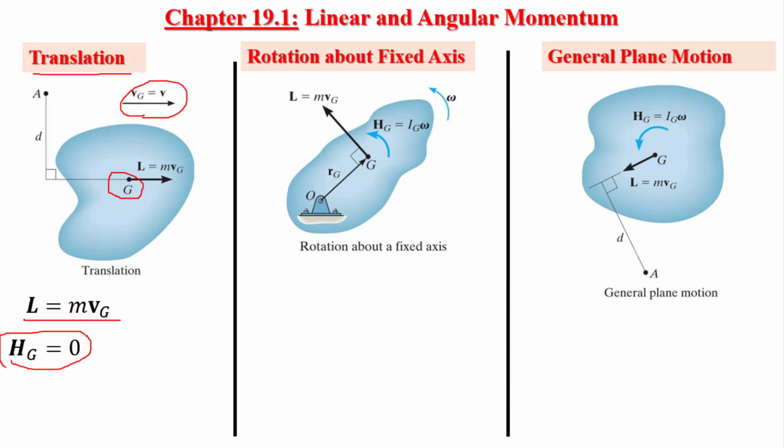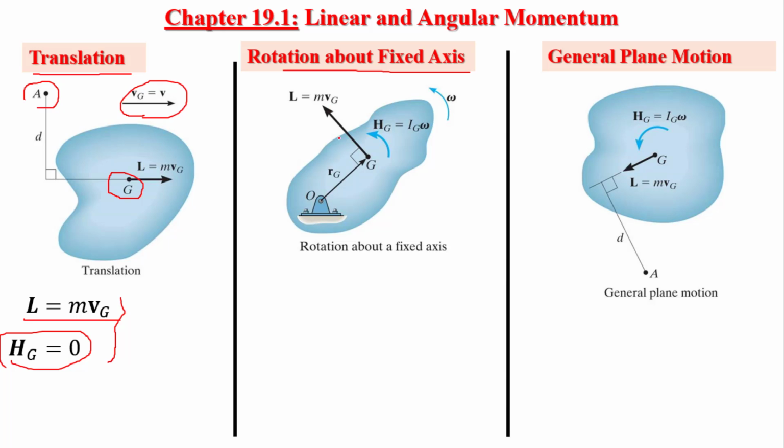But if we take it about any other point except the centroid, we'll have a different story. We'll come back to it. So we'll see the equations first in terms of the centroid. Let's move to rotation about a fixed axis. If I wish to find linear momentum with respect to the centroid, which will have a certain velocity, then the linear momentum equals mass multiplied by vg.